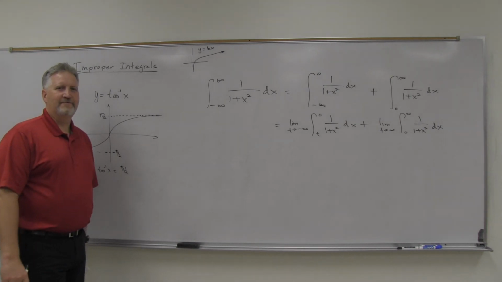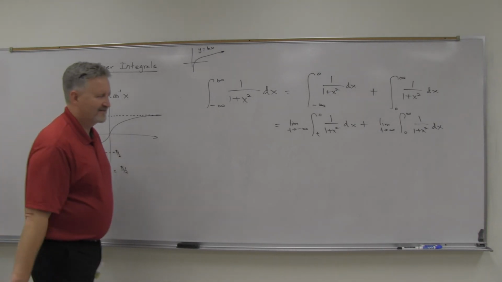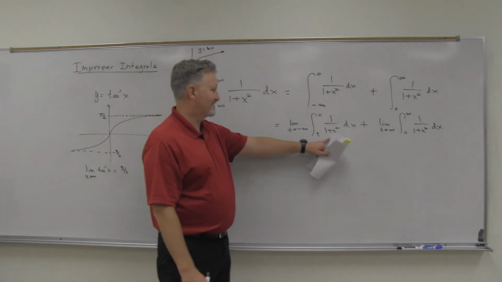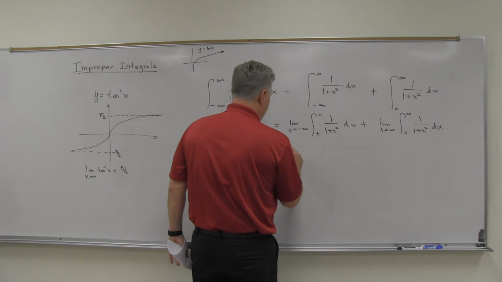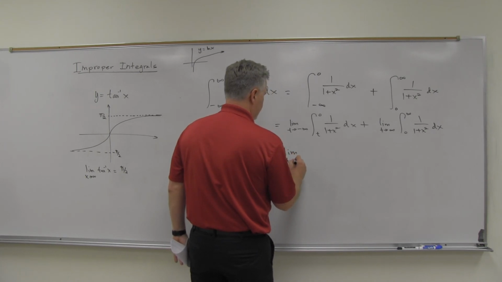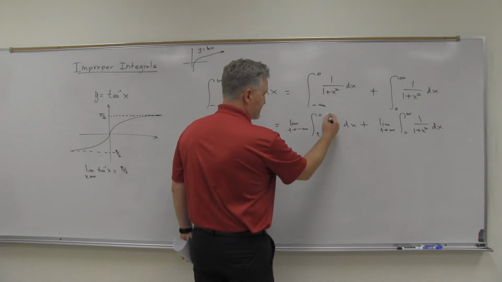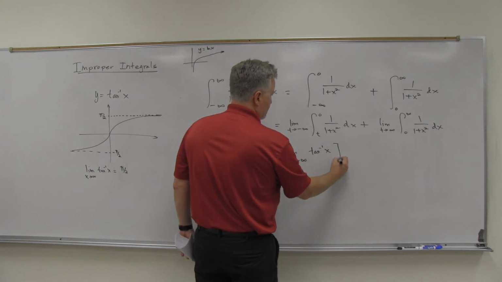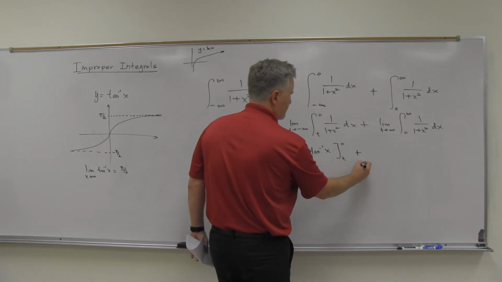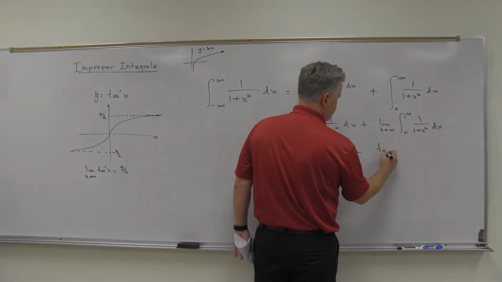Which brings up why I've just talked about tangent inverse, because what is this? It's just tangent inverse, isn't it? It's a limit as t goes to negative infinity. That's tangent inverse, just a direct antiderivative. From t to 0, so on both of them it's tangent inverse.